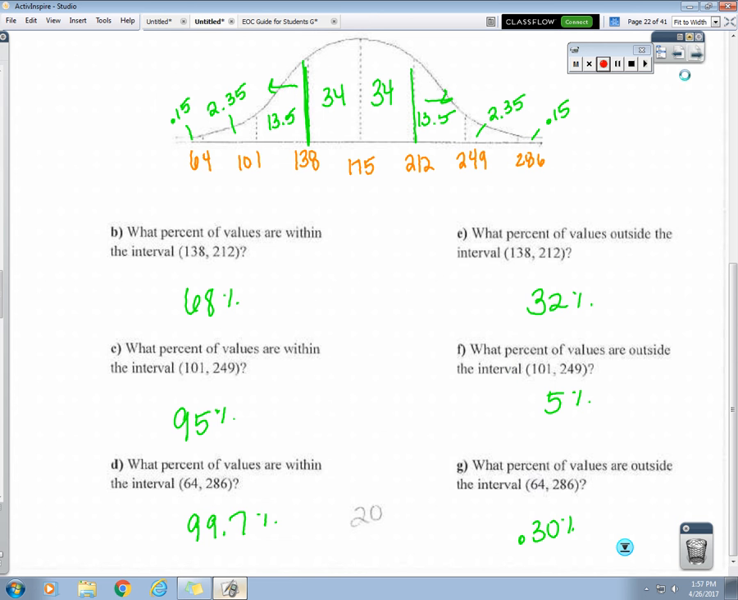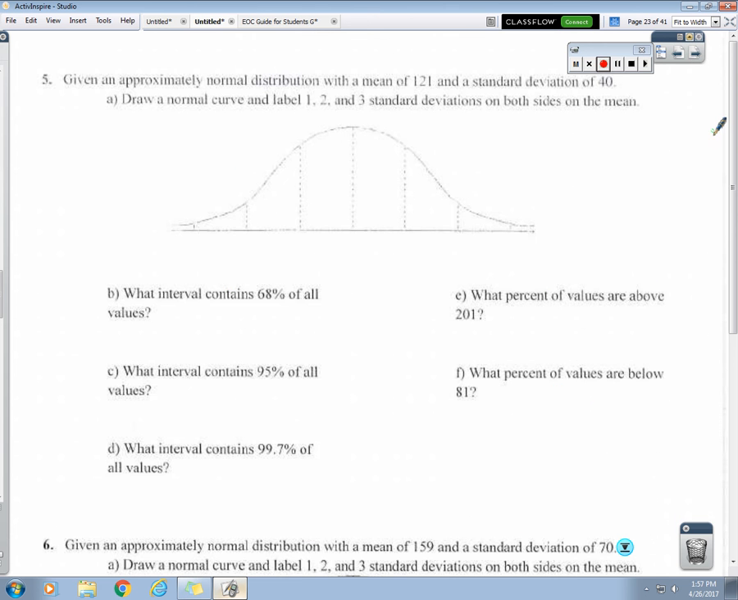Okay, next page. Given an approximately normal distribution with a mean of 121 and a standard deviation of 40, draw and label the curve, so go ahead and do that.